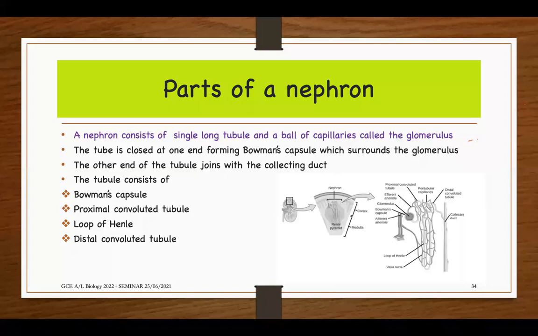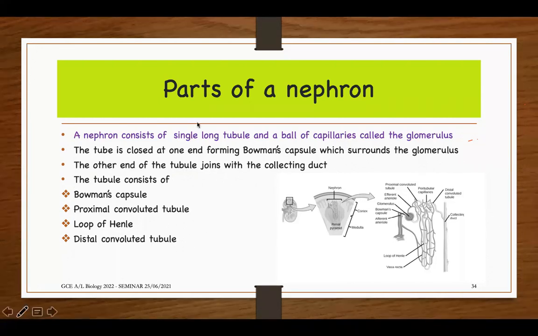Yeah, and it would be great. So the tubule of the nephron consists of Bowman's capsule, proximal convoluted tubule, loop of Henle, and distal convoluted tubule. Bowman's capsule, that is what we talked of, surrounds the glomerulus.